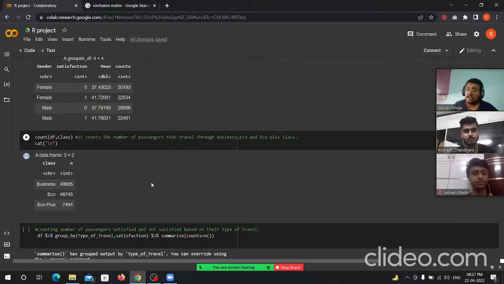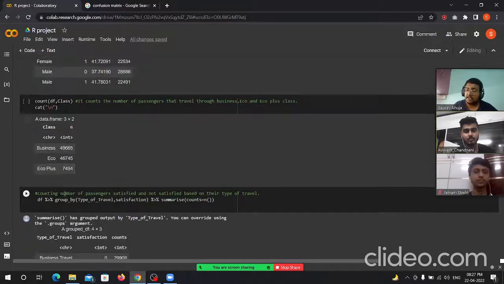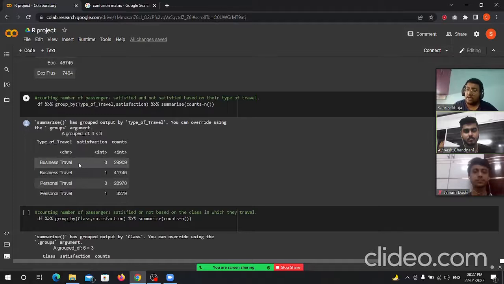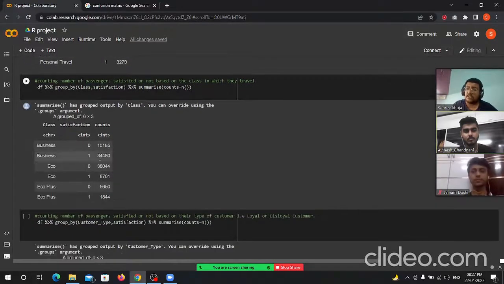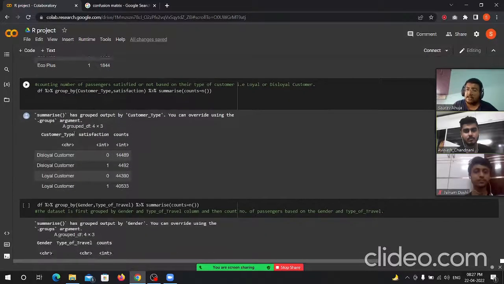Now, as we can see, we are counting the number of classes such as business, eco, and eco plus. Now, according to the type of travel, we are finding out whether the customer is satisfied and the count of it. In this, we are going to count the number of passengers satisfied or not based on the classes in which they travel. In this, we are going to count the number of passengers satisfied or not based on the type of customers such as loyal and disloyal customers.